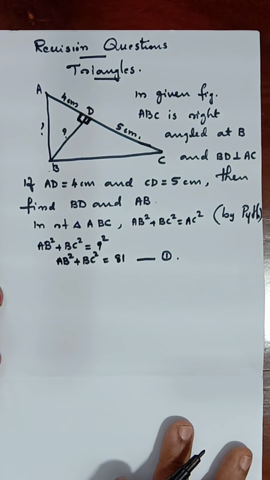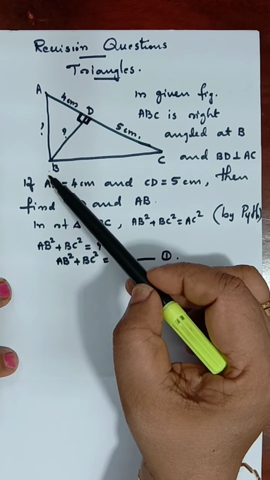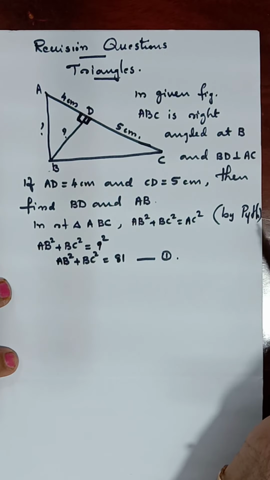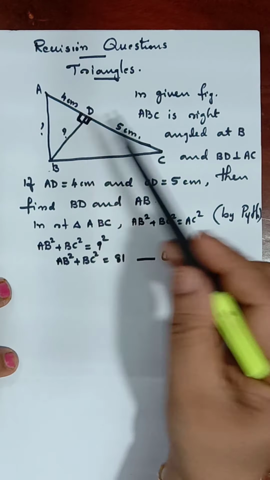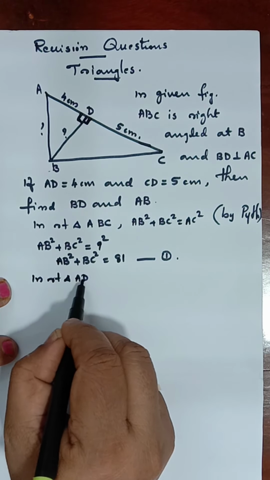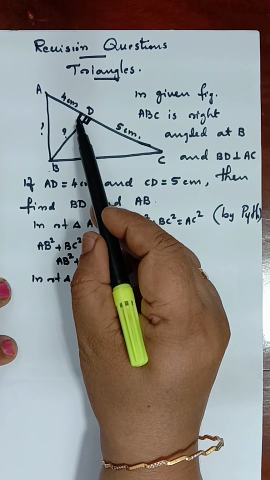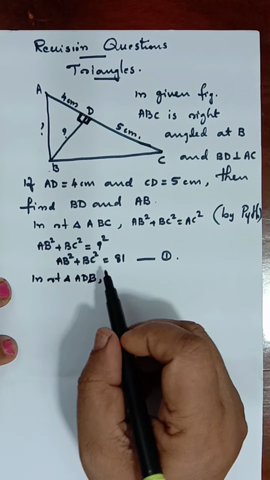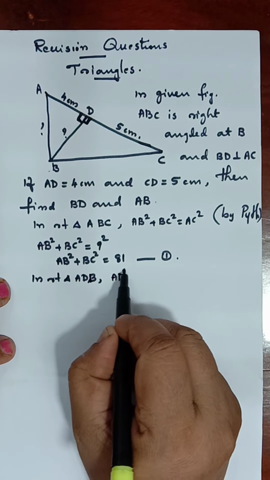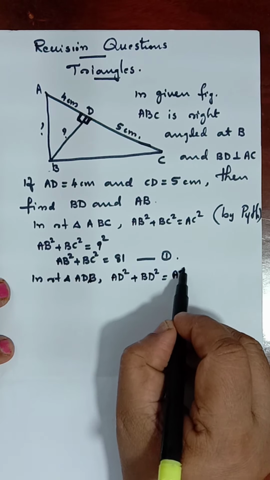Okay, now let us see the other two right triangles. They are ADB and also BDC. In both these right triangles, we can apply the same Pythagoras theorem. So we are going to consider right triangle ADB. Right angle is here, so hypotenuse is AB, and AB square is equal to AD square plus BD square. So we can write it as AD square plus BD square is equal to AB square.